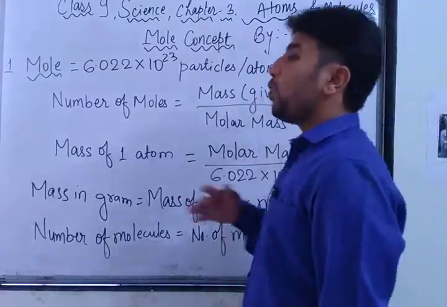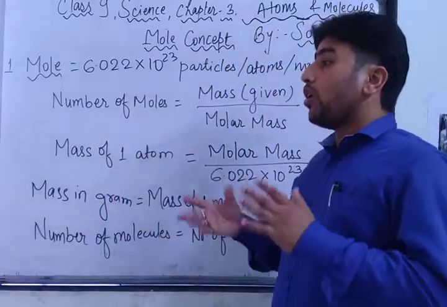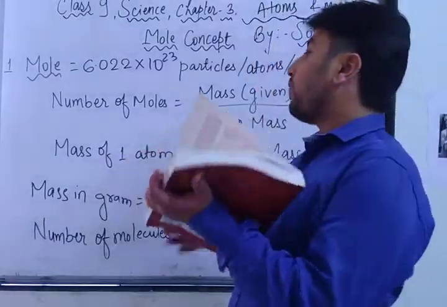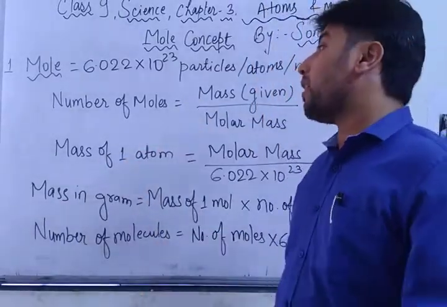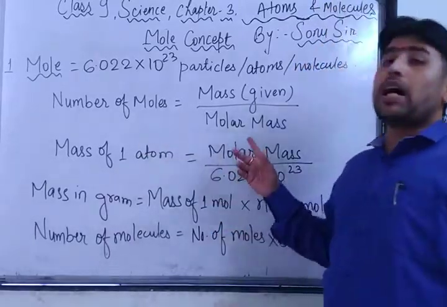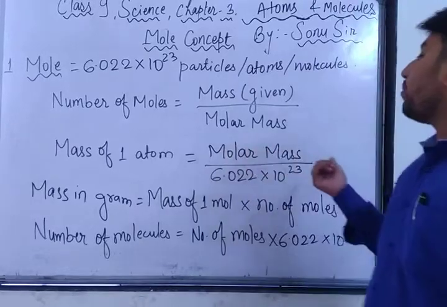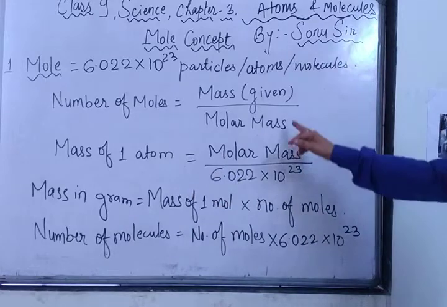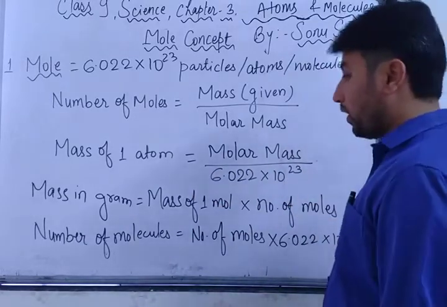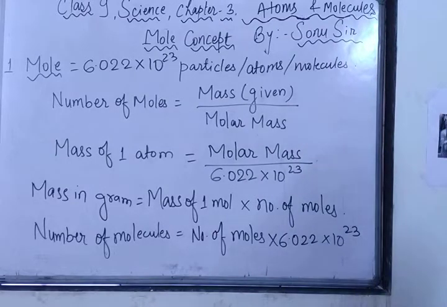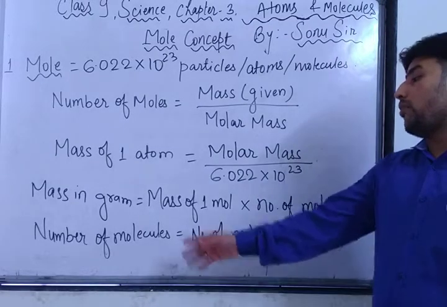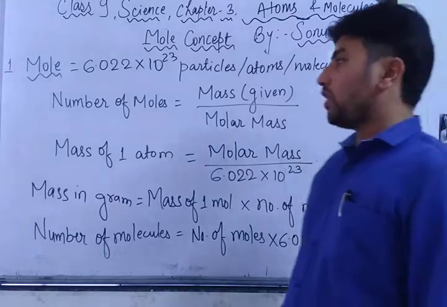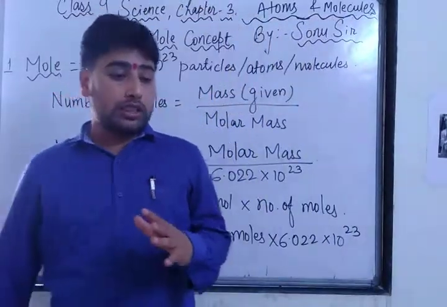If I ask you what is the number of moles present in this much gram, or what is the number of atoms present in this book, first of all you should know the number of moles. What is the number of moles? The number of moles is given mass upon molar mass. Mass of one atom is equal to molar mass upon 6.022 into 10 to the power 23. Mass in gram is equal to mass of one mole into number of moles. And number of molecules is equal to number of moles into 6.022 into 10 to the power 23. These are the formulas of the mole concept.